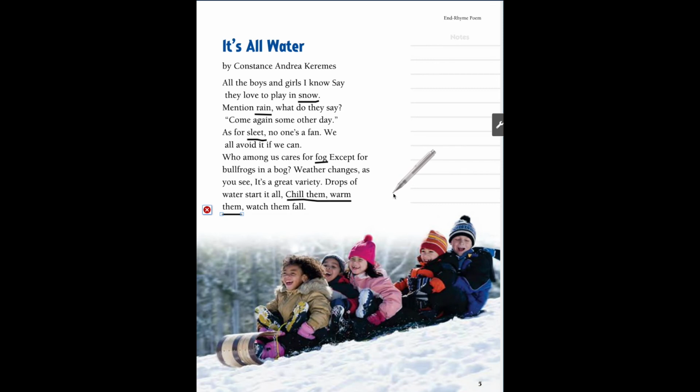So now I want to look back and look for the end rhymes, and we're going to annotate those end rhymes. This one, I'm not sure if yours looks exactly like mine or not, but this one is not as obvious as some of the other end rhyme poems that we've looked at because my rhymes aren't always at the very end of the line. So that makes it a little bit trickier, but I can hear those rhymes when I read it, so I'm going to read it aloud again, and when you hear the words that are rhyming, I want you to circle them. All the boys and girls I know say they love to play in snow. We have no, did you hear it? And snow.